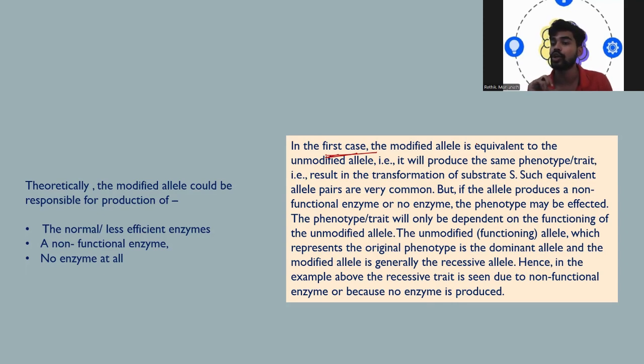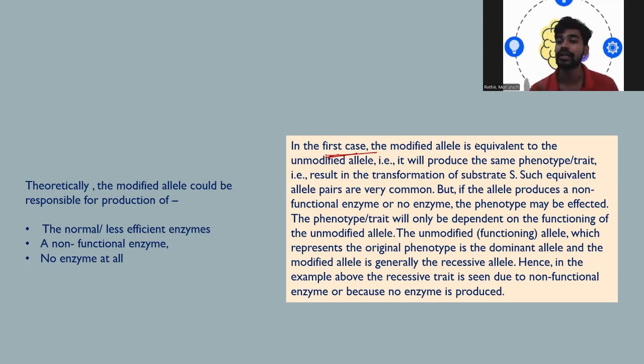So what might be the phenotype? The phenotype might be affected now, so the resultant ratio might be affected. The phenotype or trait, that is nothing but character, will only be dependent on the function of the unmodified allele. So what exactly the allele is, whether it is modified or unmodified, based on that, the phenotype will be.